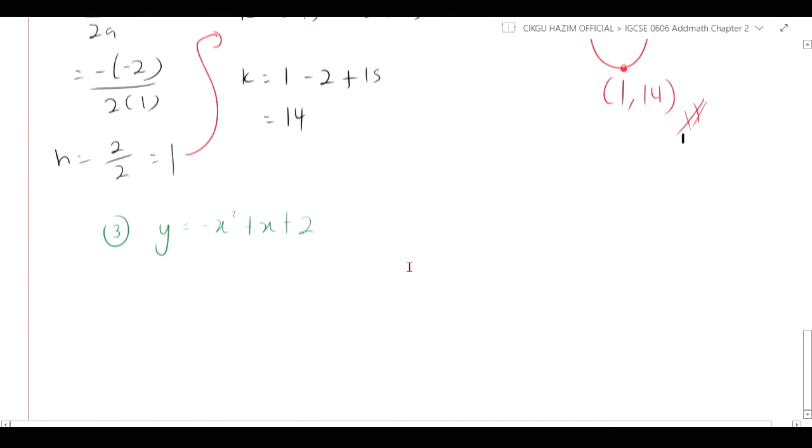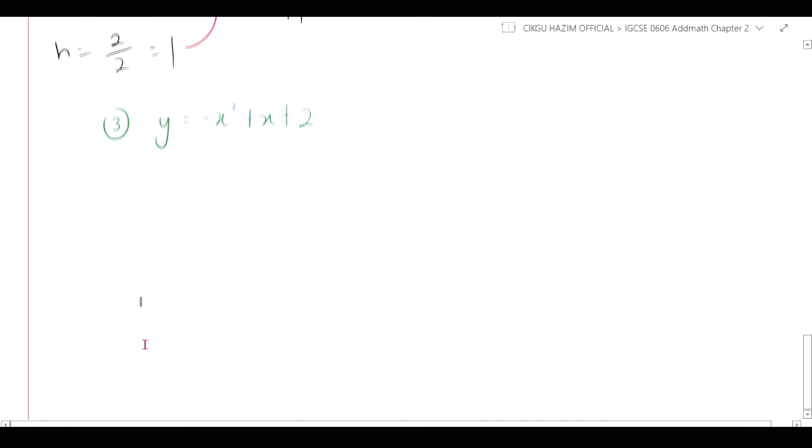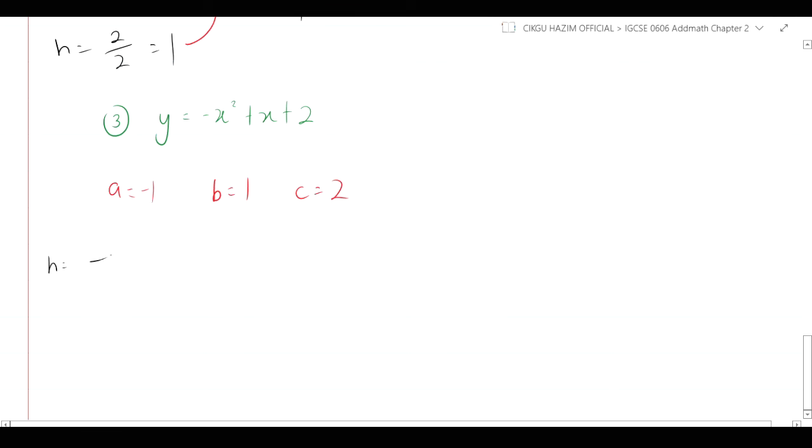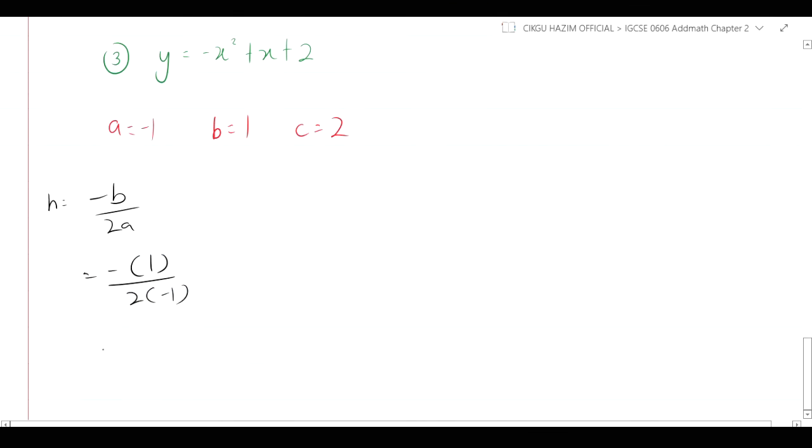And what if the graph is a sad face? In a sad face, just determine the value of a here. a equals negative 1, b equals 1, and c equals 2. How do we do it? The same thing. h equals negative b over 2a, which is negative 1 over 2 multiplied by negative 1. You're going to get negative 1 over negative 2. It's going to be positive, which is positive 1 over 2, or equal to 0.5.